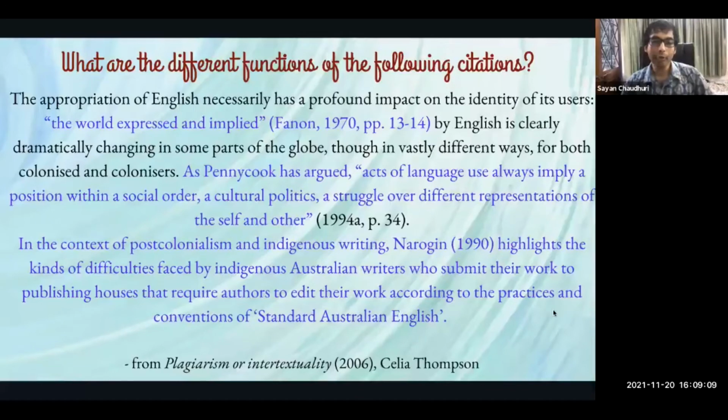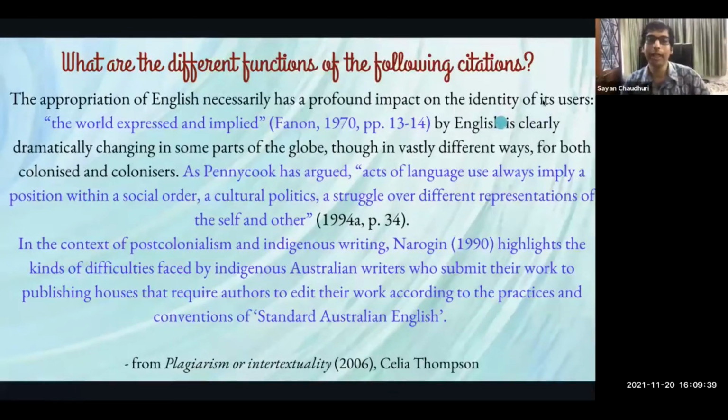In the context of post-colonialism and indigenous writing, right, writing done by indigenous ethnic groups, Narogian highlights the kinds of difficulties faced by indigenous Australian writers who submit their work to publishing houses that require authors to edit their work according to the practices and conventions of standard Australian English. So this is in the context of Australia. Now, I want you to think of each quote and each area where a source has been used and tell me, what do you think this is doing?